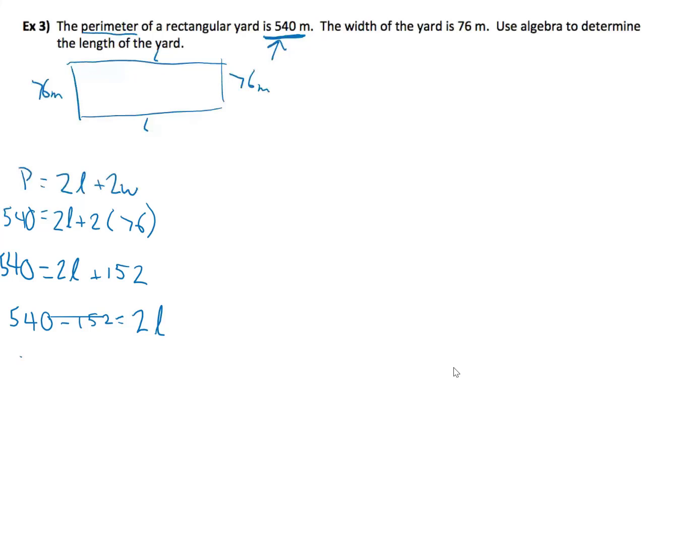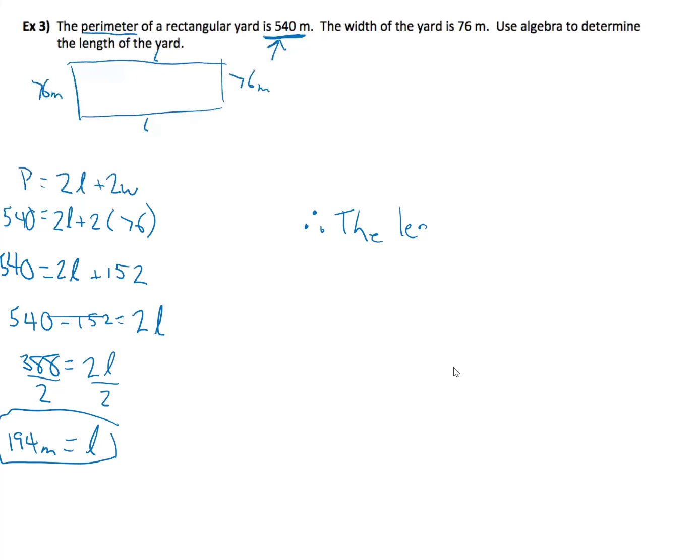Then we get 388 is equal to 2L. Now divide both sides by 2 to get rid of the 2, and then we just get what L is. L is equal to 194 meters. There we go. And because this is a word problem, we need a therefore statement. So therefore, the length is 194 meters. Done.